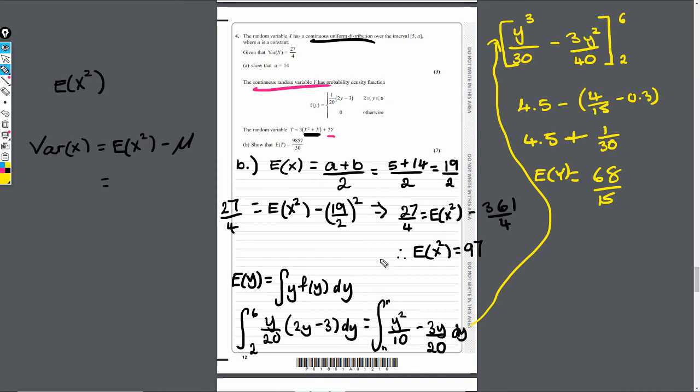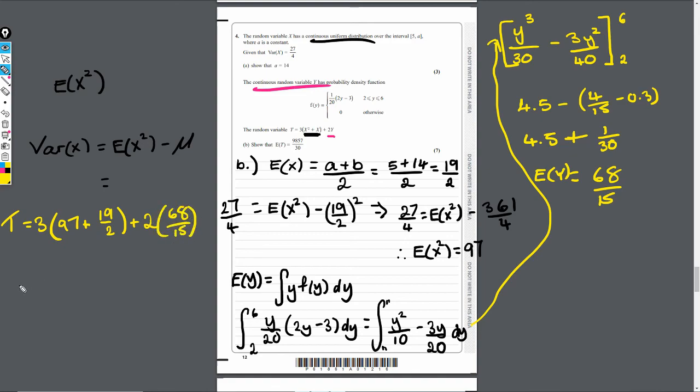So we've got everything we need now. All we've got to do is finish the question, put everything together. So I've got 3 lots of x squared plus x. Well, my x squared is 97, my x is 19 over 2. So there's going to be 3 lots of x squared, 97, plus 19 over 2, plus 2 lots of y, where y is 68 over 15.